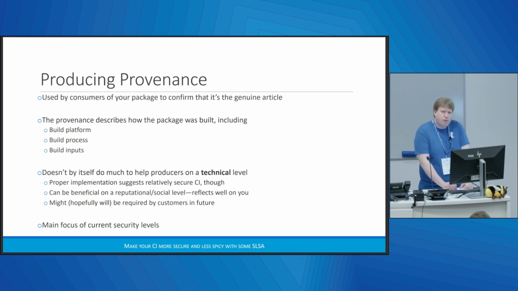By itself, it won't actually do much to help you on a technical level, because you're producing something to help other people and give them confidence in your system. But if you've done everything to the point where you can be producing provenance to level 2 or level 3, then people can have pretty good confidence that you actually have a not terrible CI system. That you might actually have some basic controls in place and do things reasonably sensibly. So it should be sort of on a reputational basis.